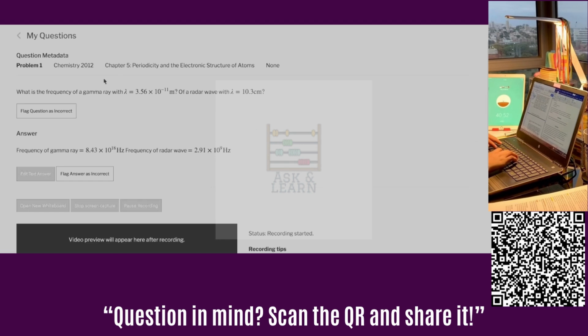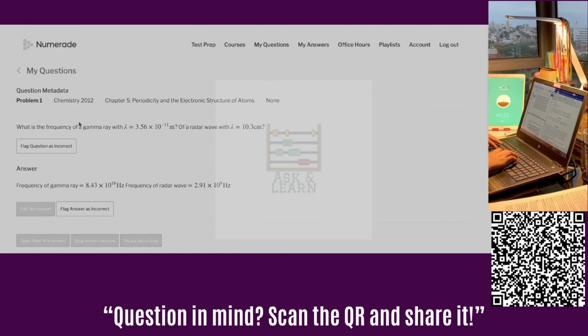Okay, so this question is asking: what is the frequency of a gamma ray at lambda? Lambda is a wavelength, which is 3.56 times 10 to the negative 18 meter, or the radar at 10.3 centimeter.